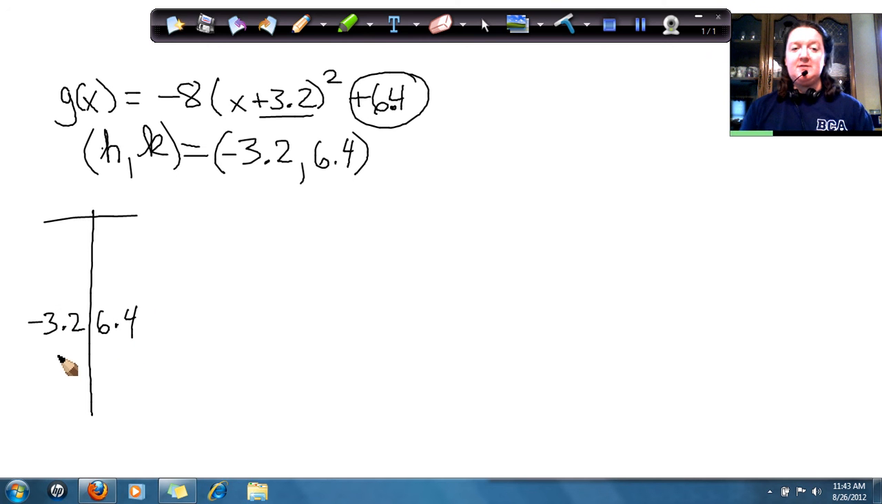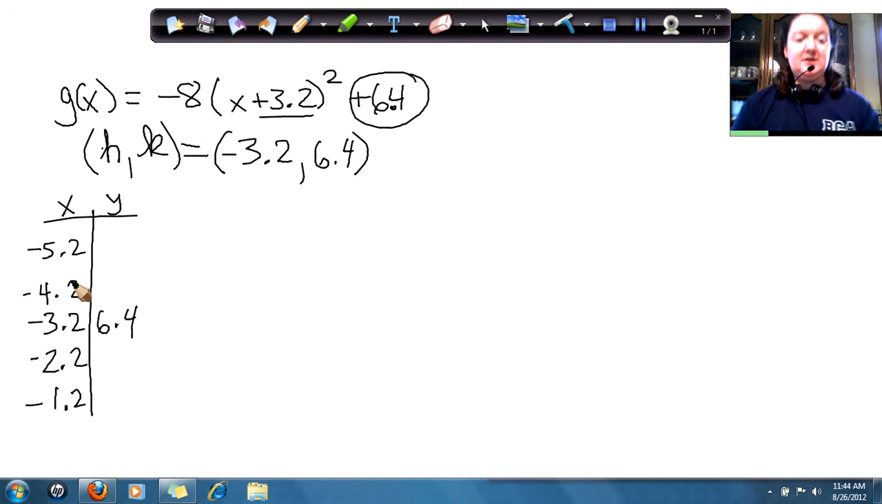So let's pick some values that are a couple units away. I'm going to subtract or add 1 to get negative 2.2. Oh no, that actually is the other direction, isn't it? If I subtract 1, I'm going to get negative 4.2, and then negative 5.2. And if I add 1, I'm going to get negative 2.2 and negative 1.2. You can pick whatever values you like as long as they are symmetric about the x value.